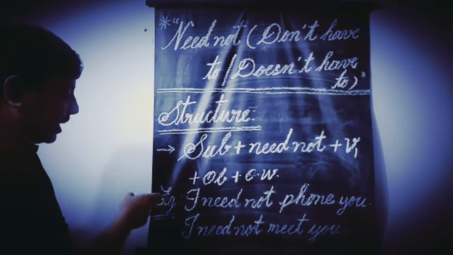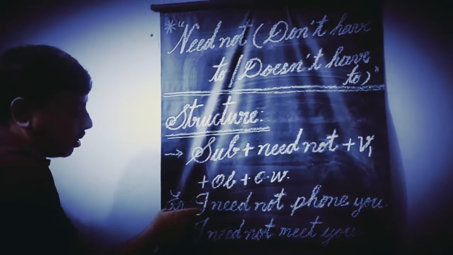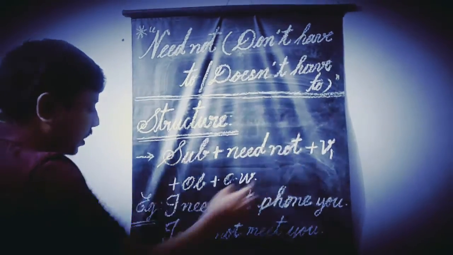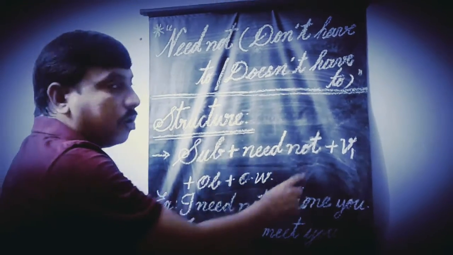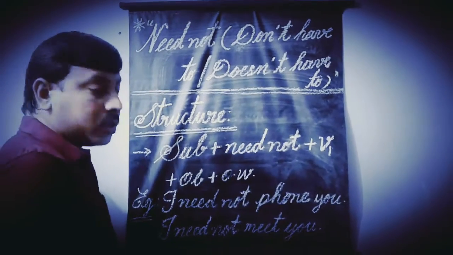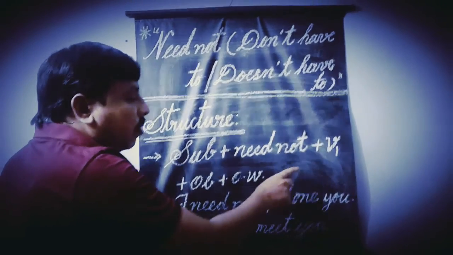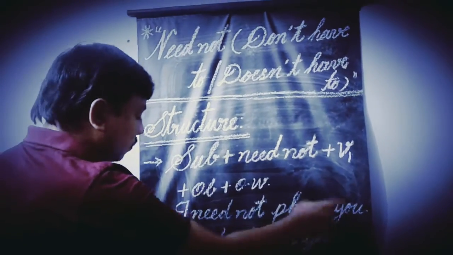Now let us see some examples which are related to the given structure. Subject plus need not plus verb 1 plus object. I need not phone you. Generally we pronounce this word as phone, but it should be pronounced as phone. I need not phone you.